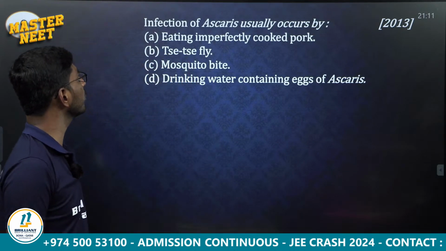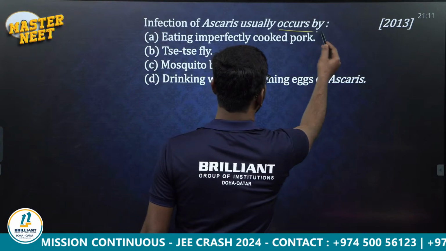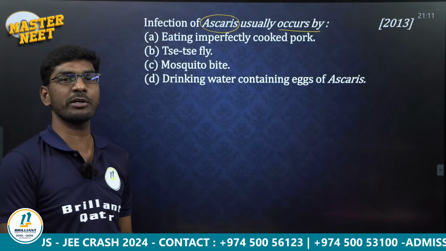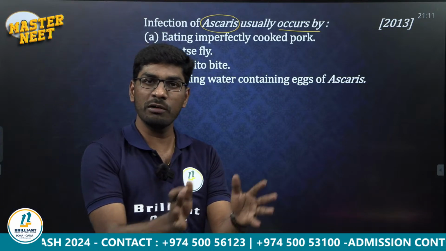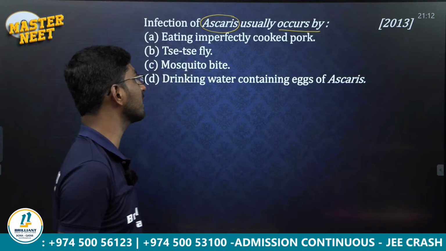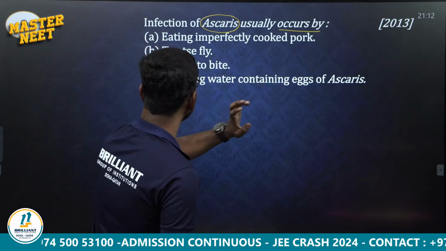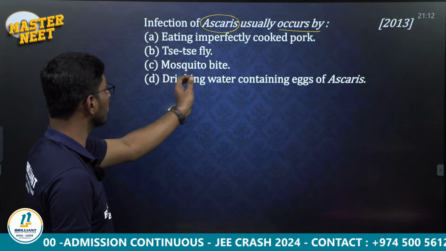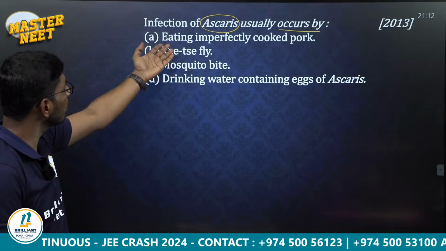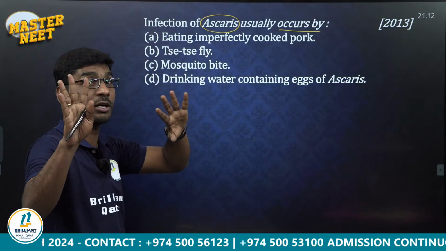Look at the 2013 question. Infection of Ascaris usually occurs by Ascaris lumbricoides, a nematode worm. The nematode worm can cause ascariasis disease, and the options given are eating imperfectly cooked pork, fly, and mosquito bite. How simple this question is. Yes or no, Krishna sir? Very simple question, right? Come on, what's the answer? This time prepare Ascaris thoroughly.